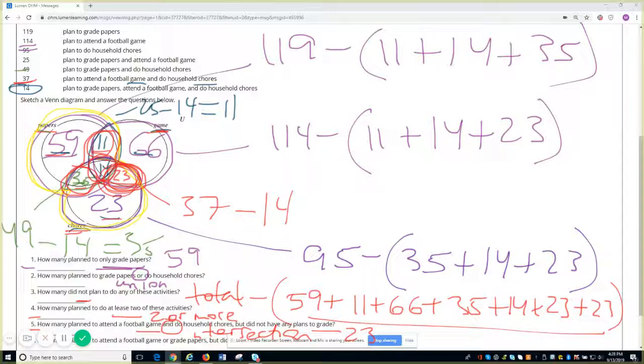All right? And then the last question, if I'm seeing it correctly, is going to say how many are attending the game or grading papers, game or papers, but not doing the chores. So or again means ultimately I would want to combine or unite everyone who's either grading papers or going to the game. But I am going to exclude these numbers that are also in the chores circle. So that means only adding 59, 11, and 66. All right, I hope this was helpful.